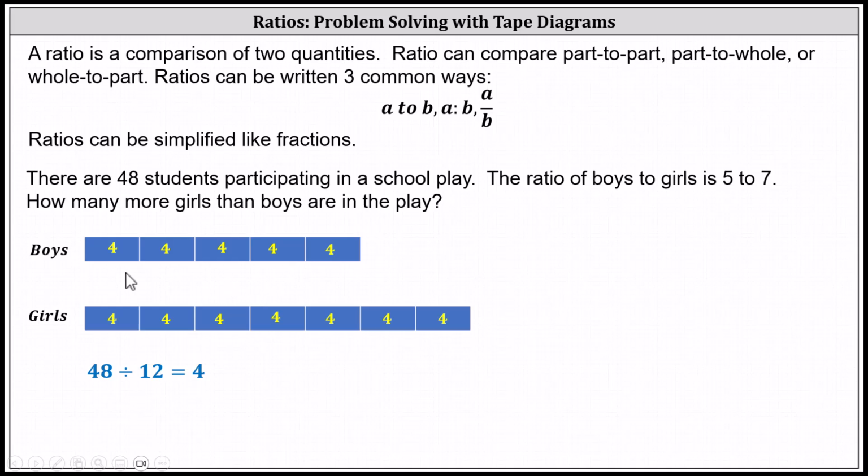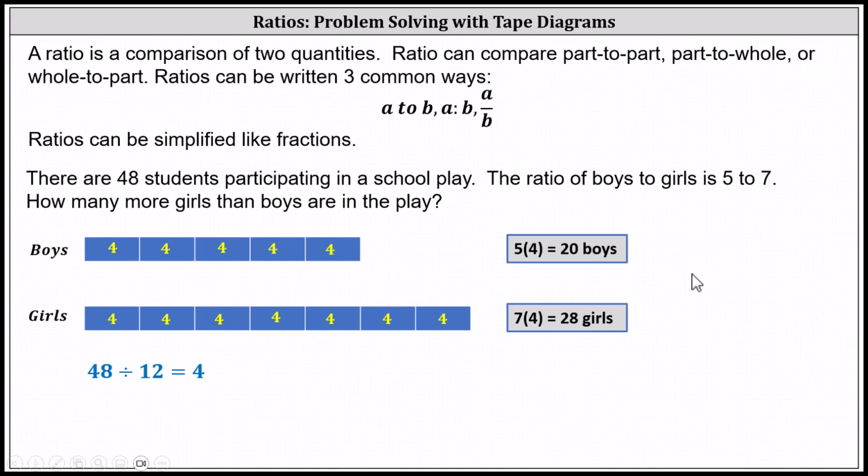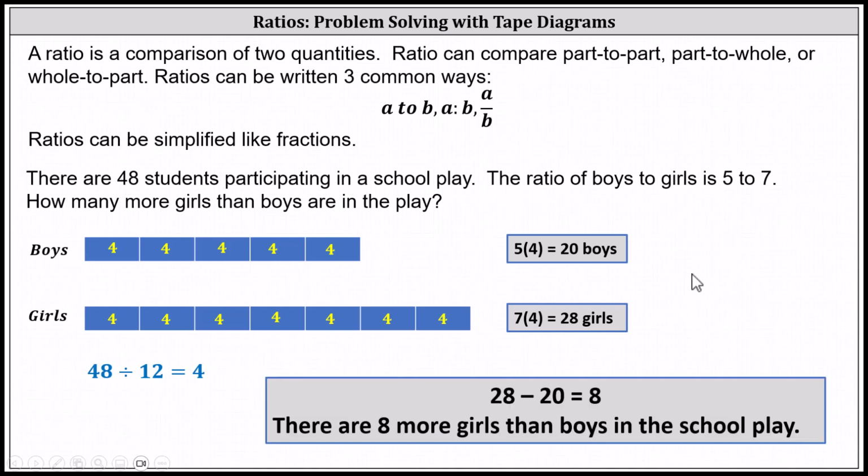The number of boys in the play we can see is going to be 5 times 4, or 20. The number of girls in the play is going to be 7 times 4, or 28. And now to determine how many more girls than boys are in the play, we take the number of girls and subtract the number of boys. 28 minus 20 is 8. There are 8 more girls than boys in the school play.